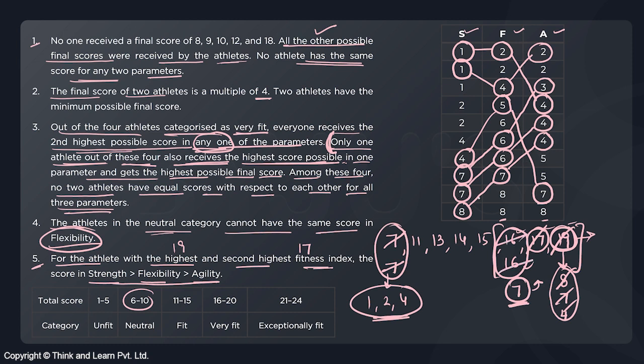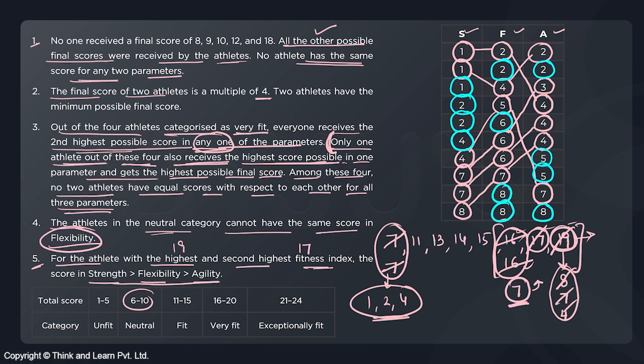So now what are the possible scores left? Let's have a look at all the scores left. We are left with 1, 2, 2 and 4 here. Here we are left with 2, 6, 8 and 8. And here we are left with 2, 5, 5 and 8. Now it is just a matter of some hit and trial: how can we make 11, how can we make 13, how can we make 14 and how can we make 15.